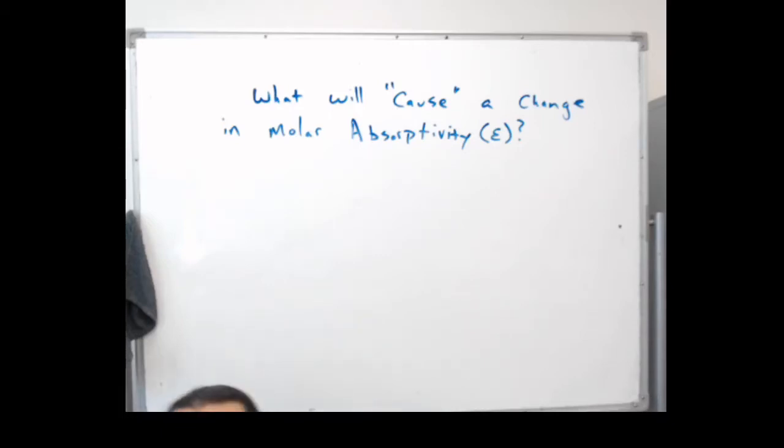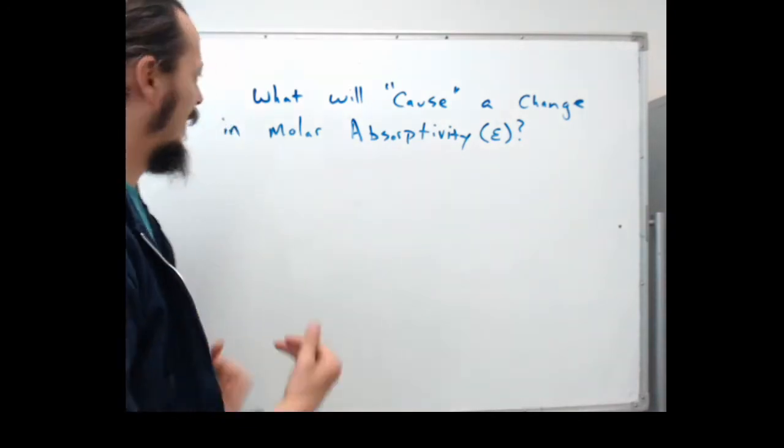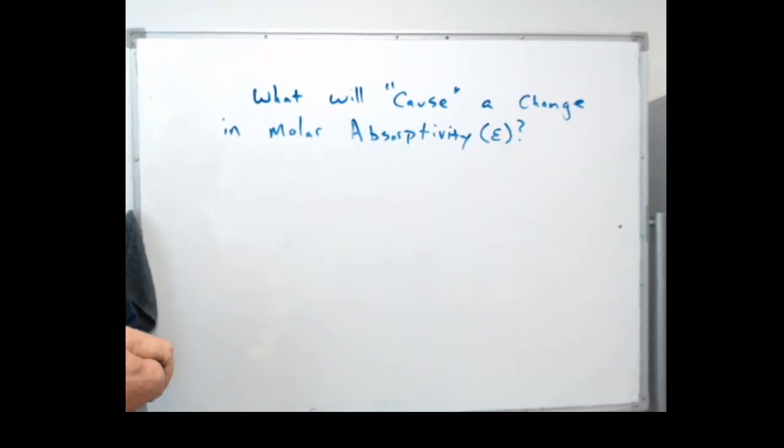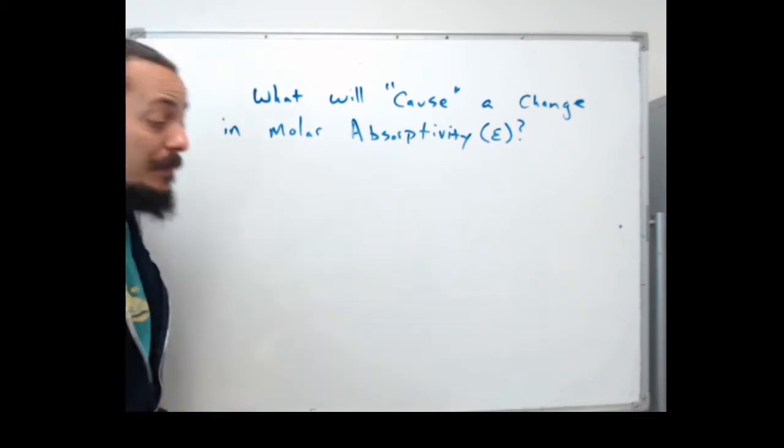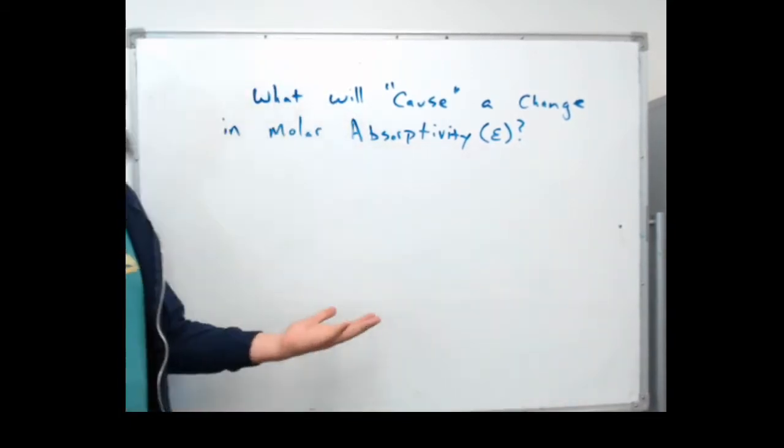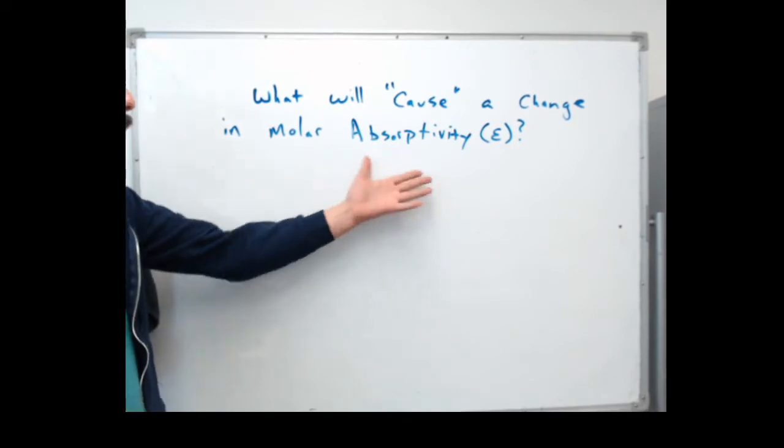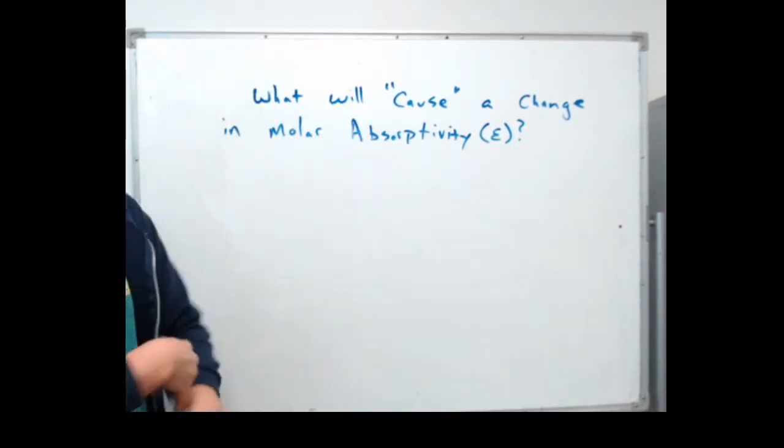Okay, I want to talk about a really common mistake I've seen students make when it comes to talking about Beer's law and molar absorptivity. Here's the question. What will cause a change in molar absorptivity? And I think of this problem as a really straightforward, easy problem. It's definitional. You know the definition of molar absorptivity, you know how it's defined, you're done.